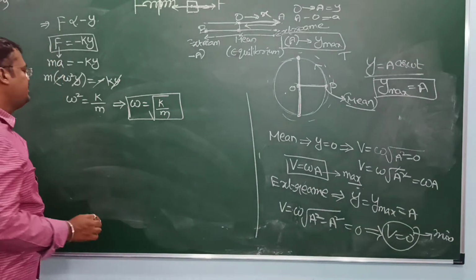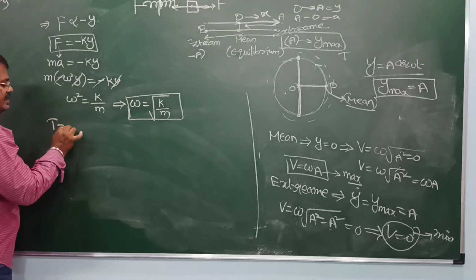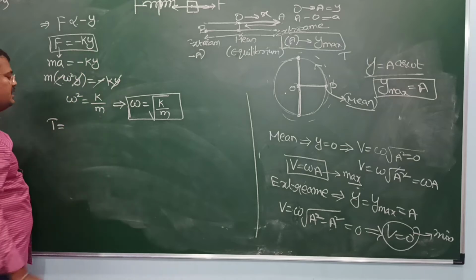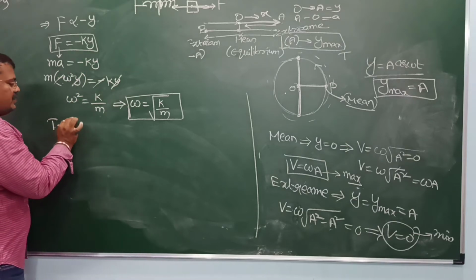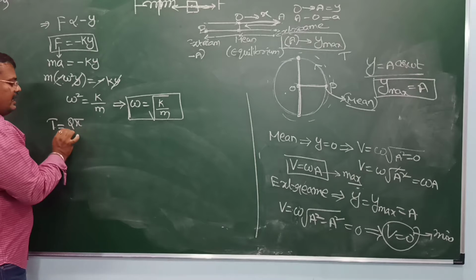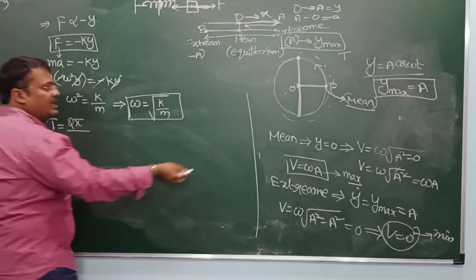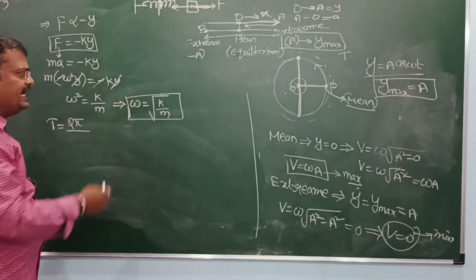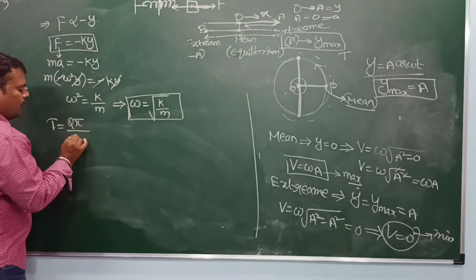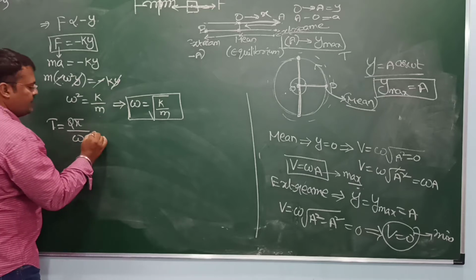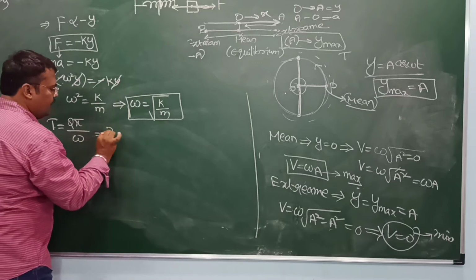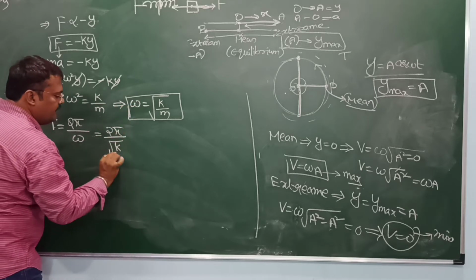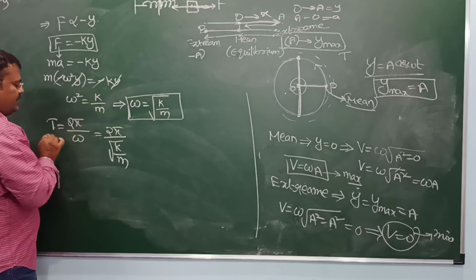Then what about the next parameter? The next parameter is the time period. Time period T, by using uniform circular motion, is the angular displacement covered by the particle divided by angular velocity. How much angular displacement from initial to this one? This is 2 pi, 360 degrees, 2 pi radians. So T is 2 pi divided by omega, and omega is square root of k divided by m. Then T, the time period, means what?